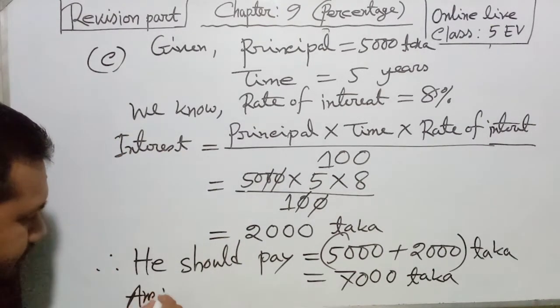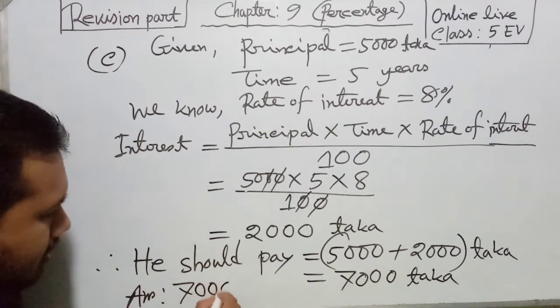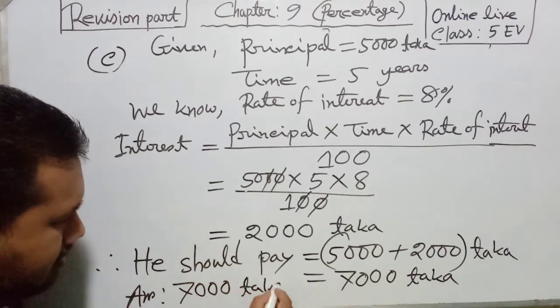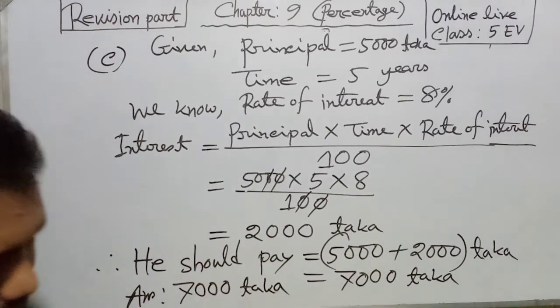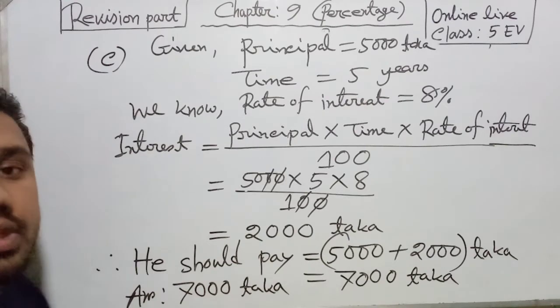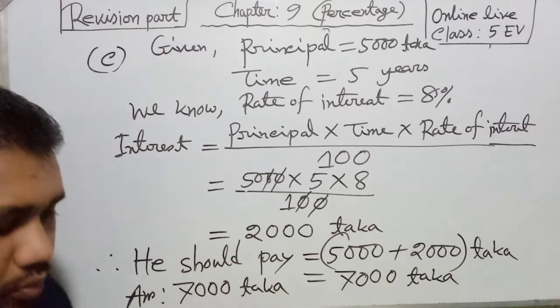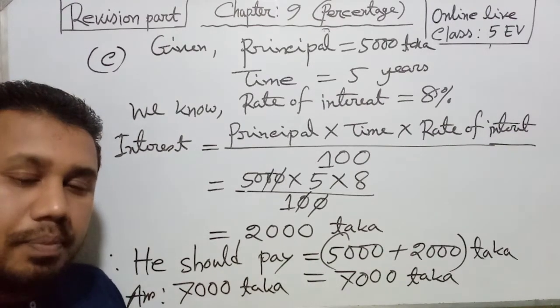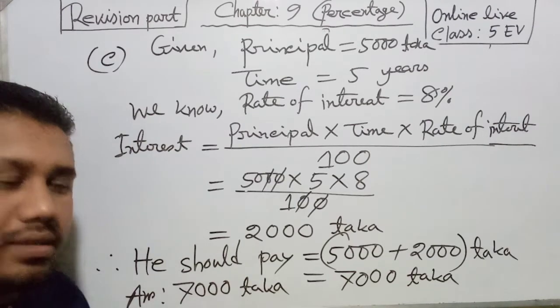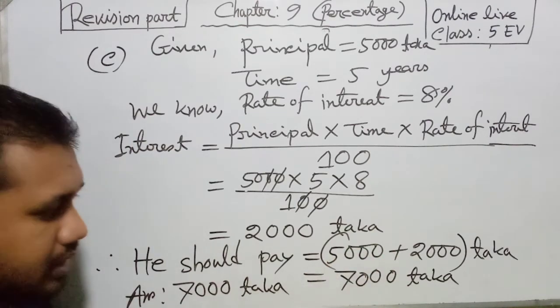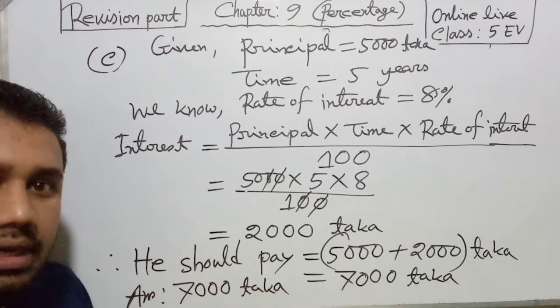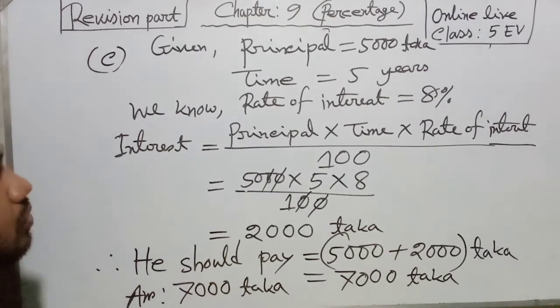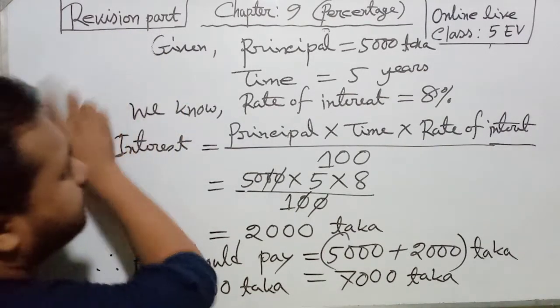So the answer is 7000 taka. Clear? Very simple. When the question says how much money will he pay, that means you have to add the interest to the principal, and this will be the money you pay. Clear? Okay. Now we can go to the problem number D.